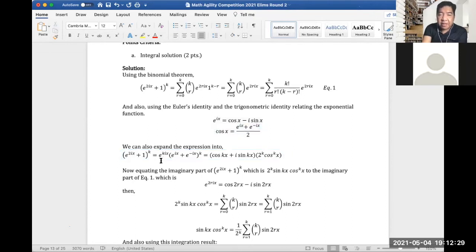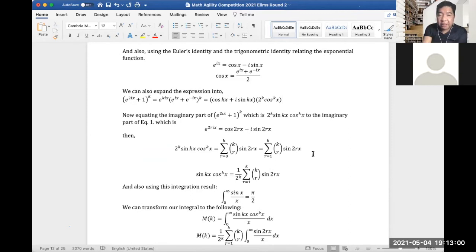So e to the kix equals the quantity e to the ix plus e to the negative ix raised to the k, which equals cosine kx plus i sine kx. For the e to the kix, we use this Euler identity here. And for e to the ix plus e to the negative ix raised to the k, we use this trigonometric identity here, which forms 2 to the k cosine to the k of x.